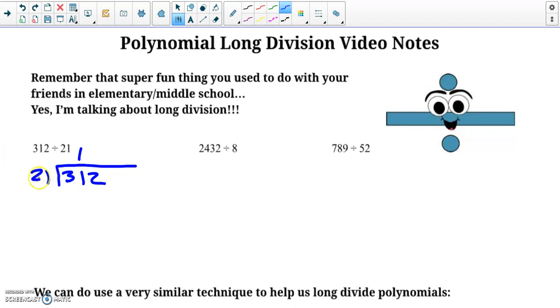We do 21 times 1 to get 21. Then we'd subtract down. We'd get 102. And then we'd ask ourselves the same question. How many times does 21 go into 102? Well, it goes in 4 times. Doesn't go in a 5th time, that'd be too much. We do 21 times 4. We get 84.